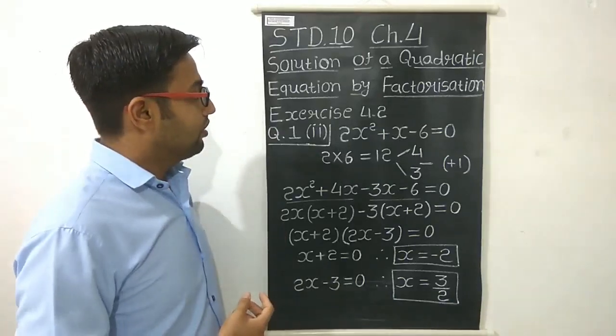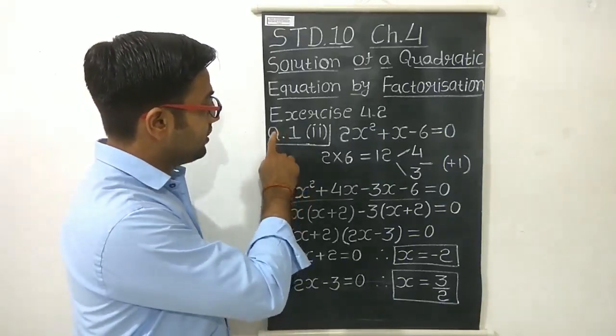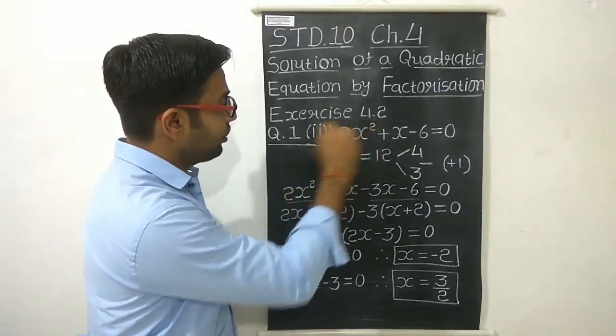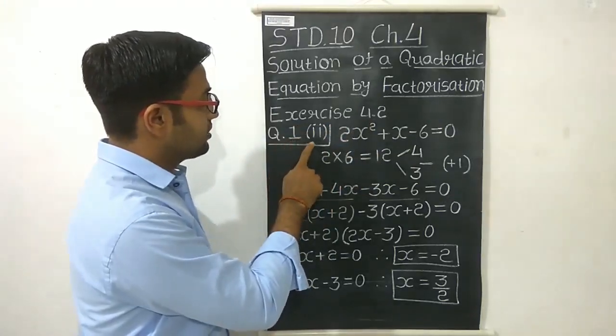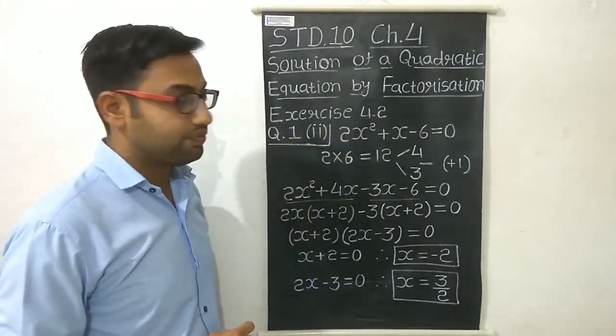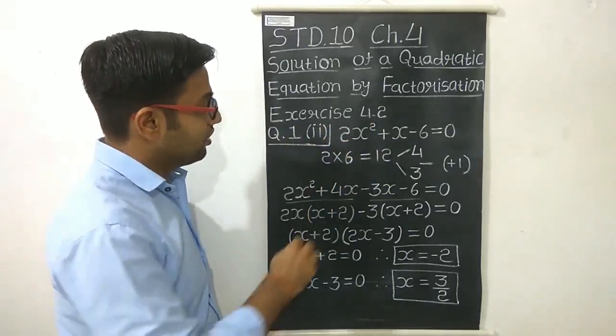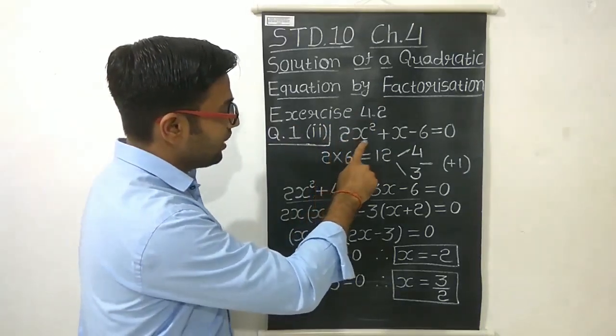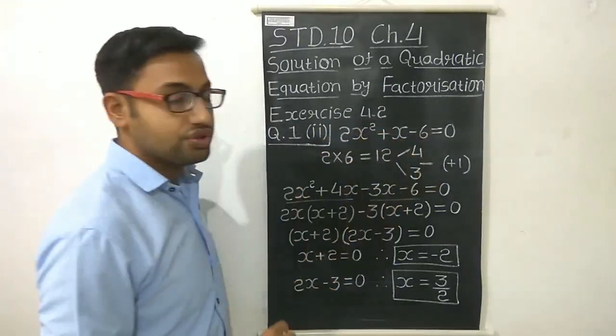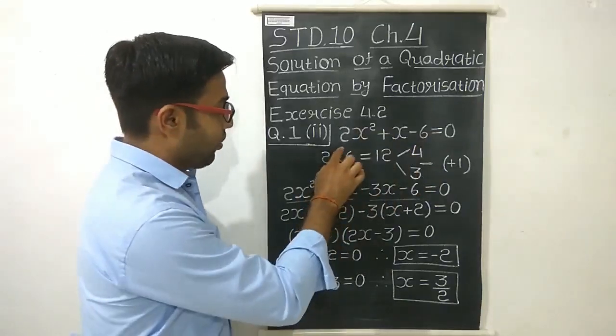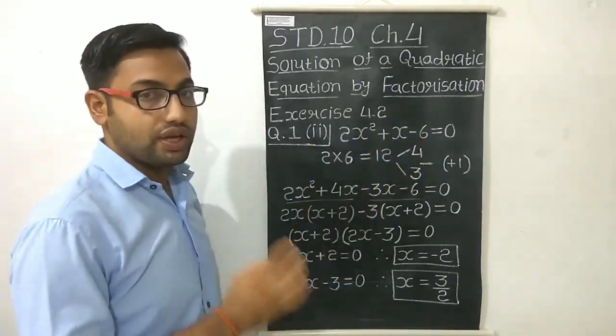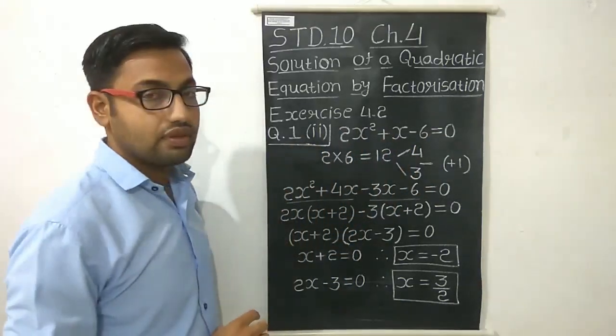So, for this, we will take one of the sums of exercise 4.2, question number 1, sub question number 2. What is the question? The question is 2x square plus x minus 6 is equal to 0. So, this is a quadratic equation with variable x.